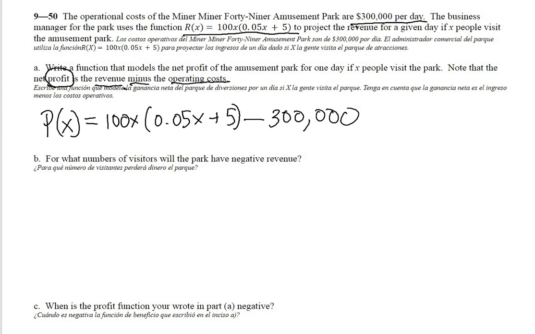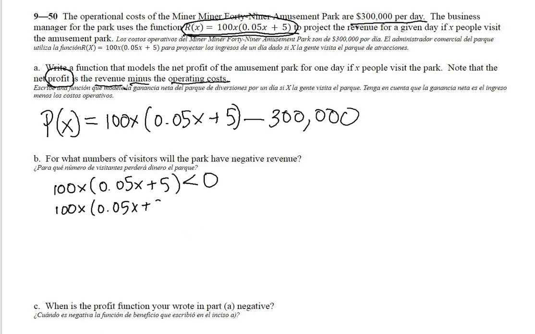Part B says, for what numbers of visitors will the park have a negative revenue? So we need to figure out when the revenue equation will be less than 0. So 100x times 0.05x plus 5 less than 0. Well, we have steps to solve this. Step 1, find the boundary points. 100x times 0.05x plus 5 set equal to 0, and I'm going to use the zero product property.